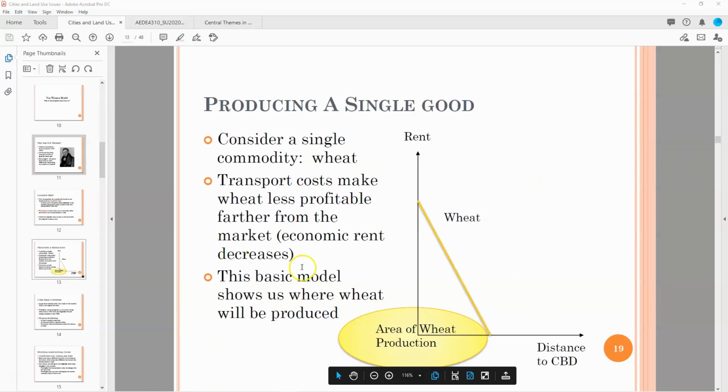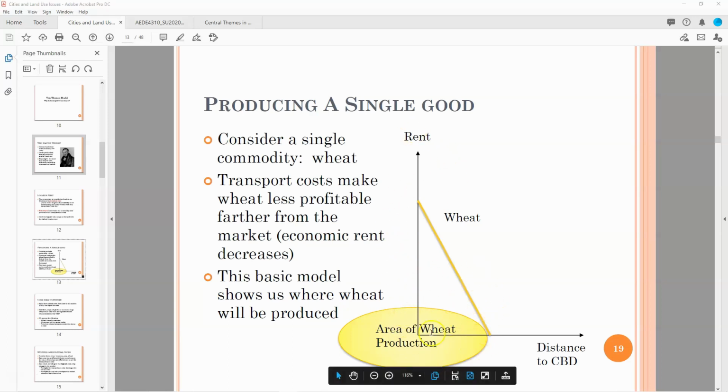And let's see this graph to understand this conclusion. Let's consider a single product, wheat. First, when farmers live far away from the market, they need to pay more for transportation cost. That also means their final profit, the difference between total revenue and total cost, would decrease. So we get a conclusion: transportation costs make wheat less profitable farther from the market. Or we can say the economic rent decreases due to the transportation cost.